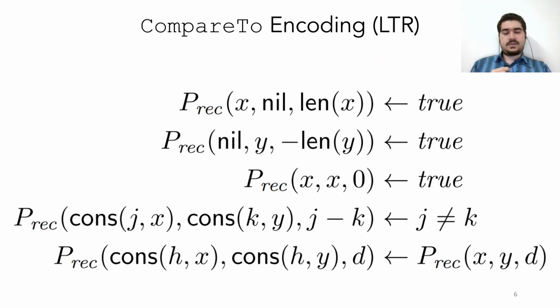We start with the left to right recursive encoding of compareTo. Here, the first two arguments of the predicate P are strings to be compared, and the third one is their comparison result. The first three horn clauses are obvious cases where one of the strings is nil or both are the same. The fourth horn clause says if we prepend different characters to any two strings, the result will be the difference of those characters. And the last horn clause is saying the comparison result of two different strings will remain the same by prepending the same character to them.